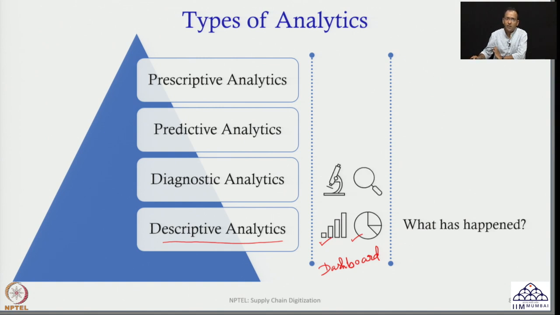Now, we have the second one called diagnostic analytics, and as you can see, the image of a microscope and a lens is saying that if something has happened, why did it happen. Let us say from the bar chart, I can see that for product A, my sale was low. I need to get to know why the demand went low, what was the reason. Similarly, I can see that for product B, the demand went up. Obviously, I will be happy if demand goes up, but I also need to know why the demand of product B went up.